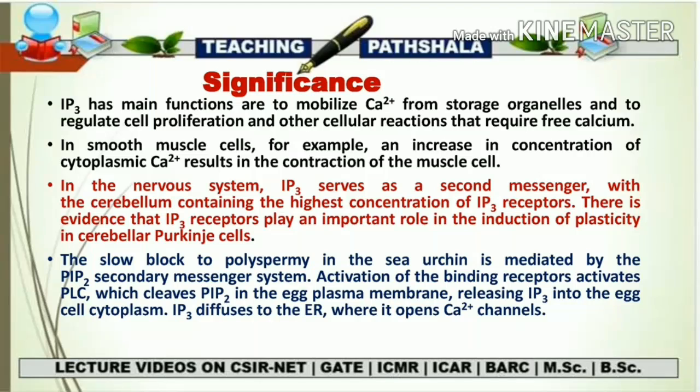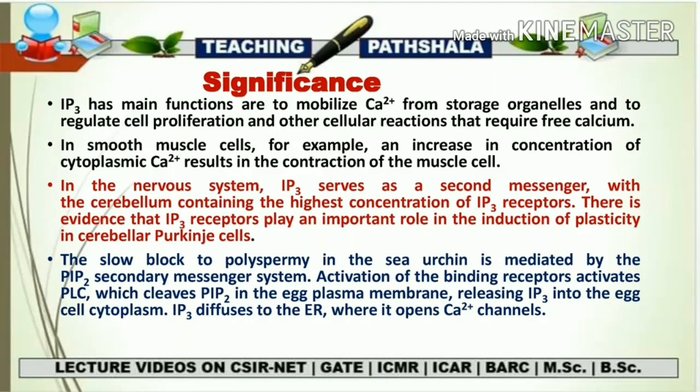So obviously they are going to enter some other pathways too. In this way we are going to see what is the importance or the significance of this pathway. IP3 has the main function to mobilize the calcium from storage organelles and to regulate cell proliferation and other cellular reactions that require free calcium. So in simple words, the cellular need of calcium by different organelles or by different chemical reactions is mainly going to be completed with the help of IP3, because it is the only factor that is going to make calcium available for the different reactions.